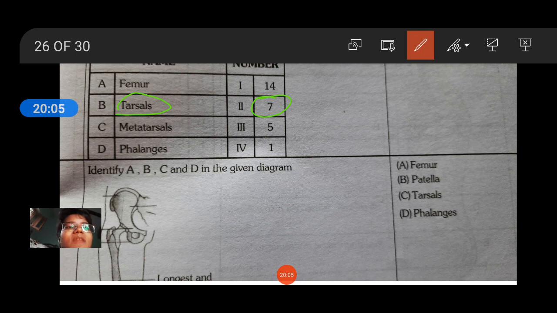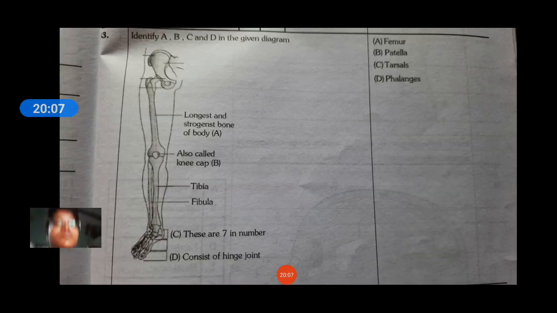Femur, patella, tarsals and phalanges. Longest and strongest bone of the body is femur, kneecap is patella, tibia and fibula. And see, these are 7 in number, as you know it's tarsals, and which consists of hinge joint is phalanges. Phalanges contains hinge variety of joint, synovial. Okay.